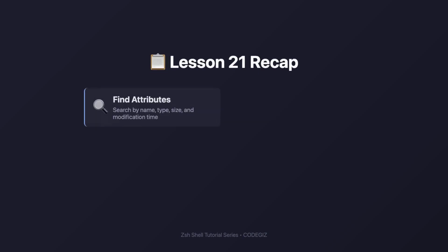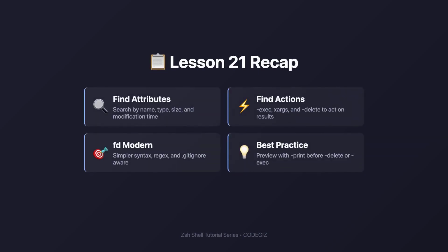Let us recap Lesson 21. Find attributes let you search by name, type, size, and modification time. Find actions with exec, xargs, and delete let you act on results. fd is a modern, faster alternative that respects gitignore by default. Next, working with JSON and jq.